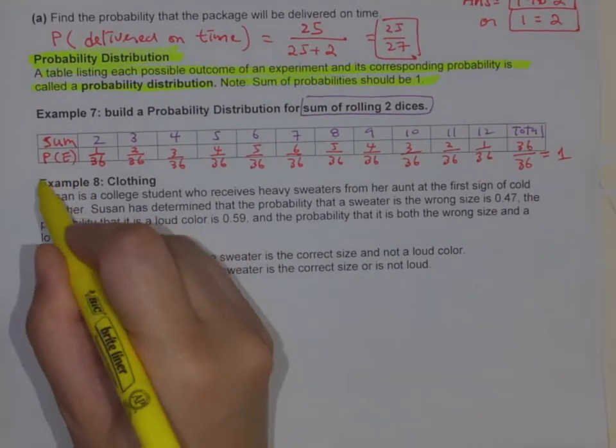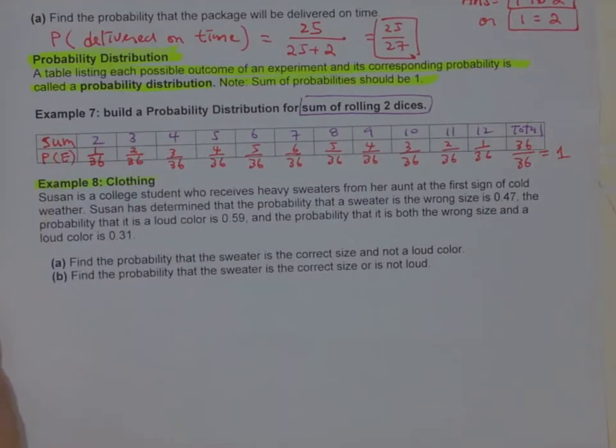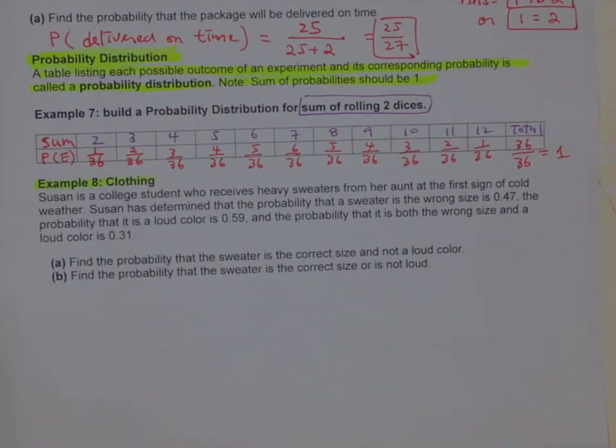Example 8 is about clothing. Susan is a college student who received heavy sweaters from her aunts at the first signs of cold weather. Susan has determined that the probability that a sweater is the wrong size is 47% of the time. The probability that it is a loud color is 59%, or 0.59. The probability that it is both wrong size and a loud color is 0.31.